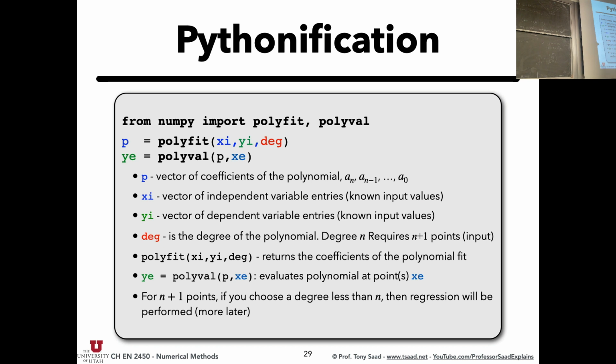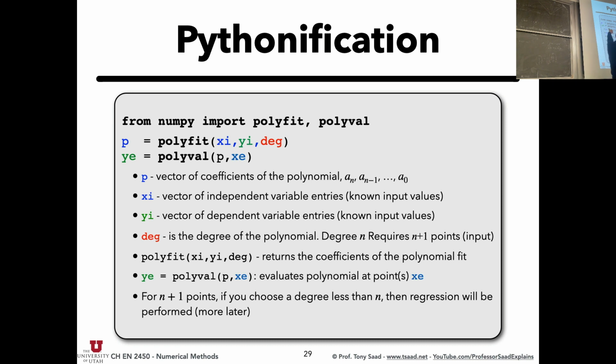Okay, so that covers xi, yi, and degree. Now this returns a variable I call p. This is the vector of coefficients of the polynomial. Remember, we're solving for a_0, a_1, a_2, a_3, all the way to a_n, right? So this returns a vector of coefficients, but in reverse order. So the first entry in that answer is going to be a_n, the coefficient of x to the n, and so on.